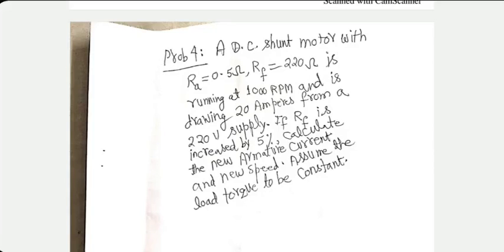A DC shunt motor with RA equal to 0.5 ohm, RF equal to 220 ohm. Notice armature resistance is always quite small compared to field resistance. It is running at 1000 RPM and is drawing 20 amperes from a 220 volt supply, fine. If RF is increased by 5%, calculate the new armature current and new speed. Assume load torque to be constant. I'm glad about it. If load torque is constant, mathematics is always easy. No quadratic equations to solve. This is also from NPTEL, and here the answers I'm getting are exactly what NPTEL gets.